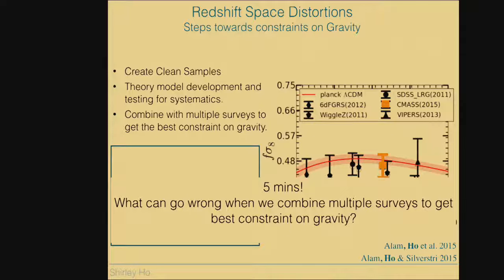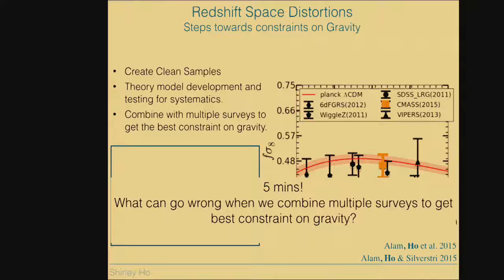Okay, so next part, I have another question for you. What people do here is they want to do more than just constraining fσ8, this measurement of the growth rate times σ8. Do you know what σ8 is? You probably learned this from the previous lectures. Yes? Okay, I see multiple heads nodding.